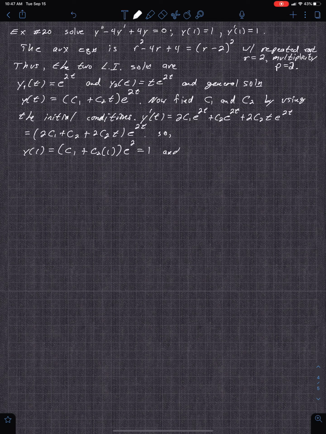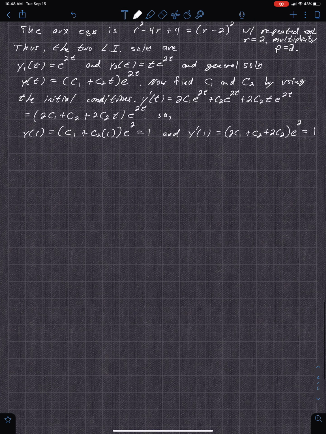Okay, we'll solve that, or simplify. y prime of 1 is equal to 2c1 plus c2 plus 2c2 e squared, which is equal to 1. That's what's given, right? Those two initial conditions are given.